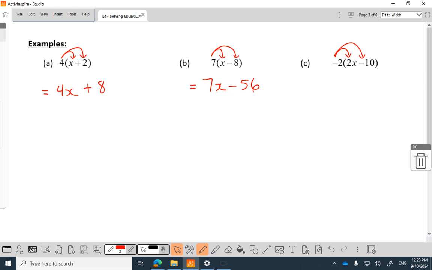But again, if negatives are an issue, continue to try to get right answers by using your calculator. But if I have a positive times a negative, I get a negative. So this is negative 2x. And then negative 2 times negative 10. Well, let's do the 2 times 10 first. 2 times 10 is 20. But is it going to be positive or negative? Negative times a negative.